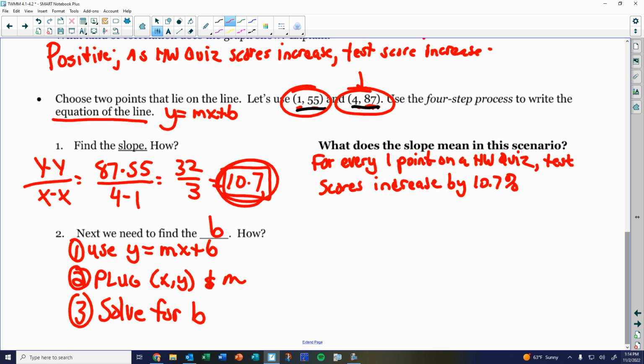Now, out of those two coordinates, which one would probably be the easiest to use out of the two coordinates up there, mathematically speaking? Okay? Yeah, probably the 1 is a little easier because it's 1 as opposed to the 4 and an 87. All right? So, if we go to the other spot here, everyone with me?